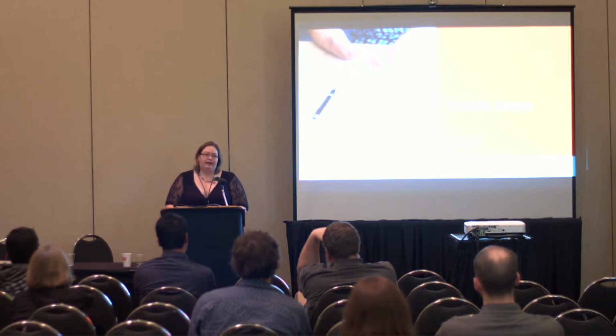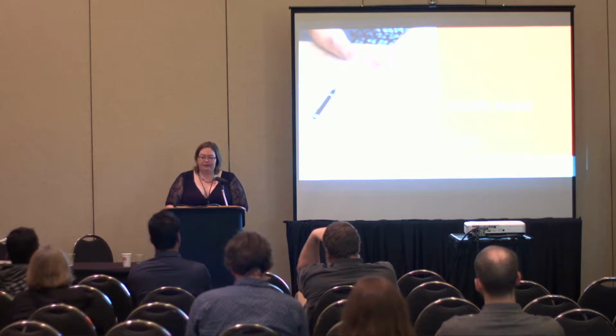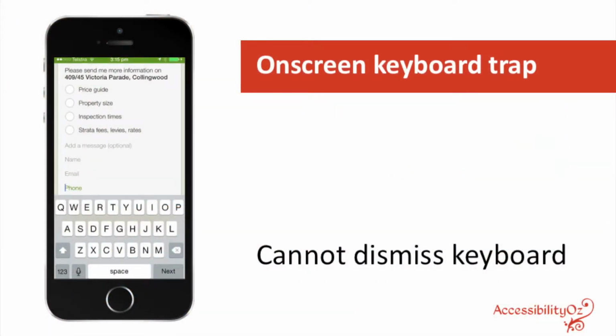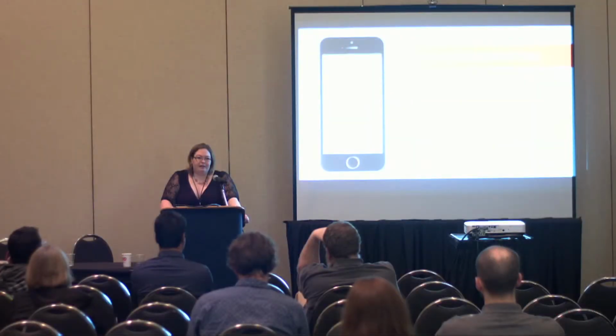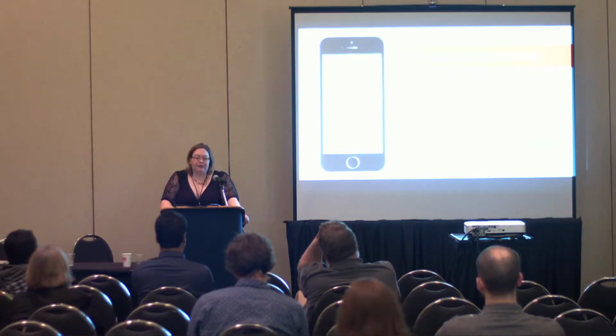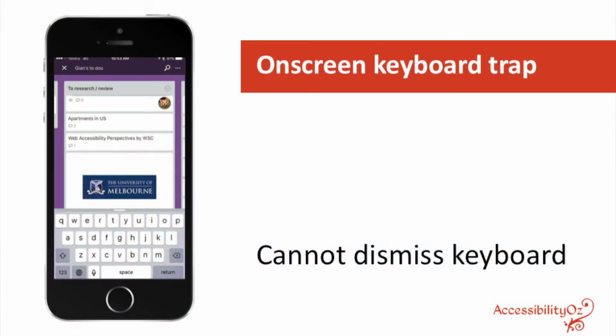It's very, very problematic. Now, there are a whole bunch of different traps on mobile. The first one is the on-screen keyboard trap, which is where the on-screen keyboard pops up and you can't dismiss it. Most devices have a way of dismissing the keyboard now, but not all of them do. So this is a major issue because it takes up half the screen, can't be closed, really restricts what it is that you can see. So once again, can't dismiss the keyboard.